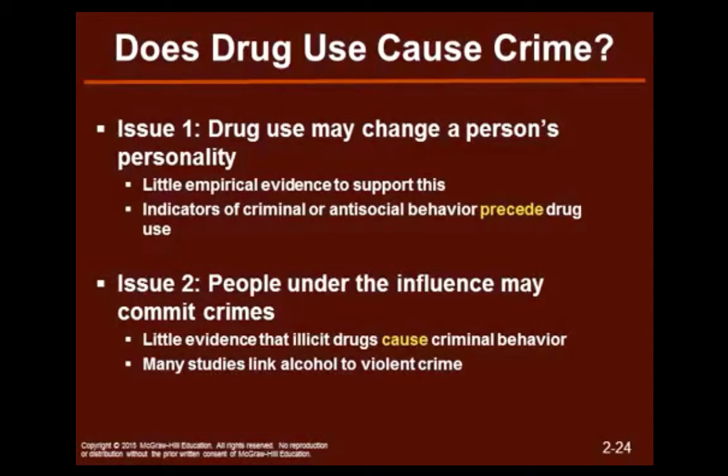So there may be some indicators about personality, but we're not able to identify them in any consistent predictive manner. And then there's a separate issue, which is that people under the influence of drugs may commit crimes. Now, we don't have much evidence that illicit drugs cause criminal behavior. So we're looking at that specific causal relationship. There may be correlations there, but we don't have evidence that illicit drugs actually cause that criminal behavior.